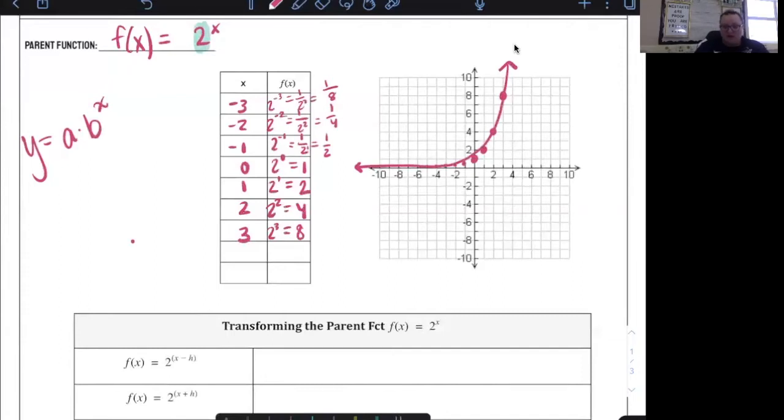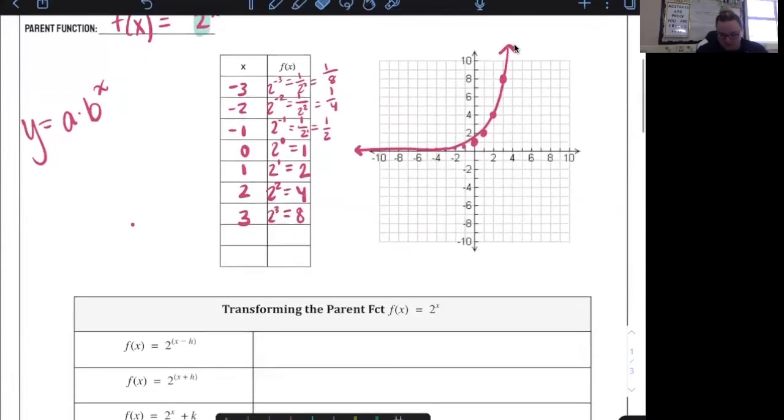So this looks like a regular exponential growth model, like what we talked about in our previous lesson. Our graph rises to the right, it falls to the left. It approaches 0, but doesn't actually touch it. So now let's talk about our transformations.